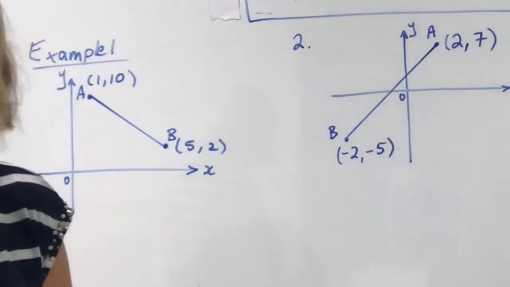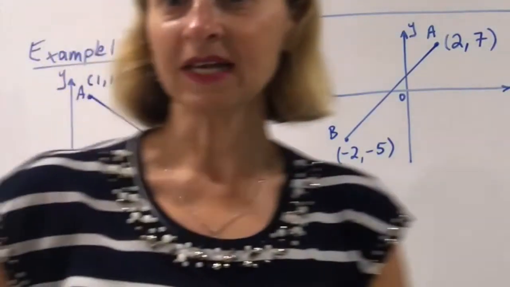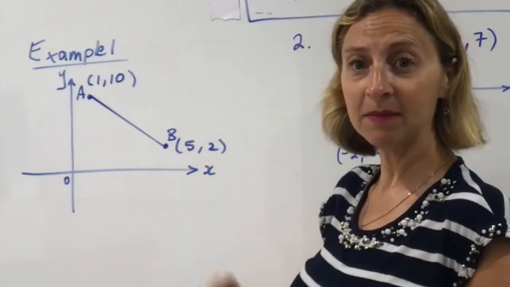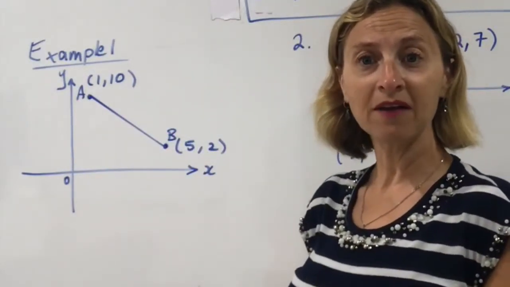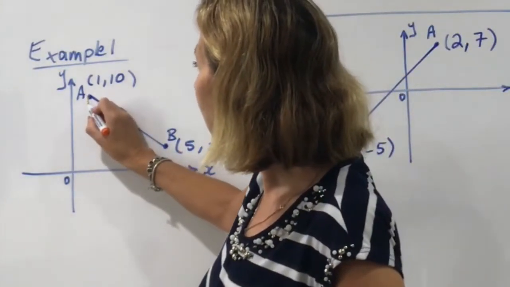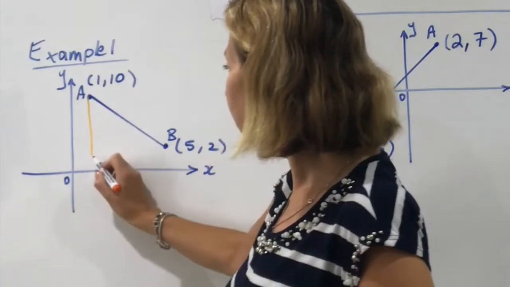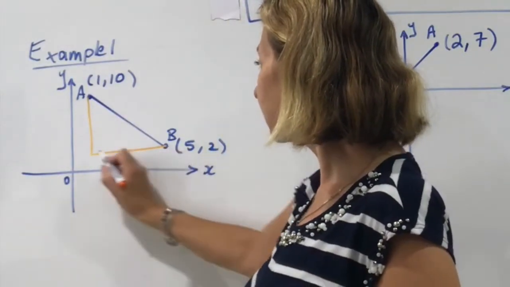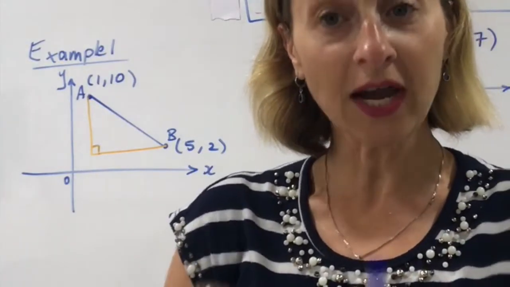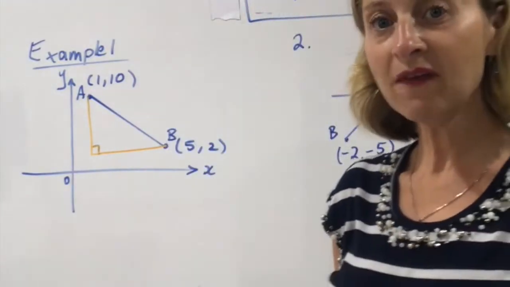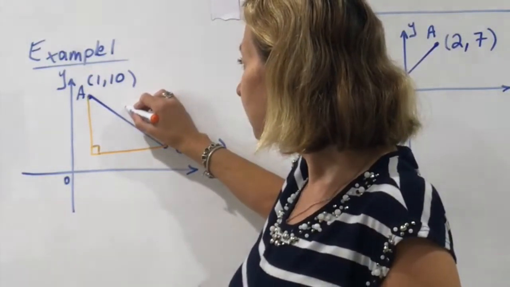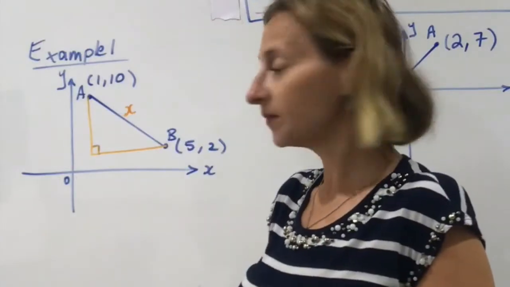So I've already drawn some examples on the board. Example number 1, we need to find the distance between the points A and B. Now you all know how to find the distance between 2 points. You can say, I have a vertical line down here, and I have a horizontal line across there. By drawing a horizontal and vertical line, I create a right angle. Once I have a right angle triangle, I can then use Pythagoras to find the length of the hypotenuse.